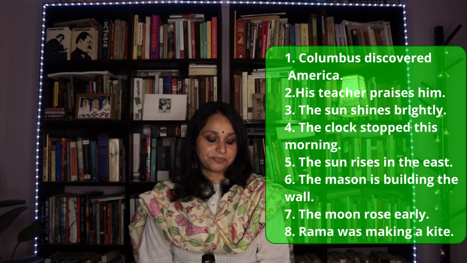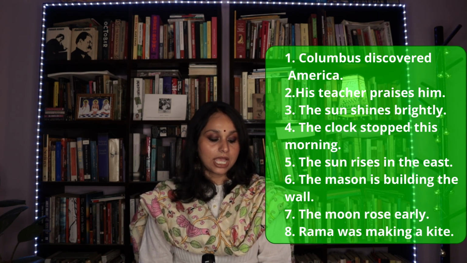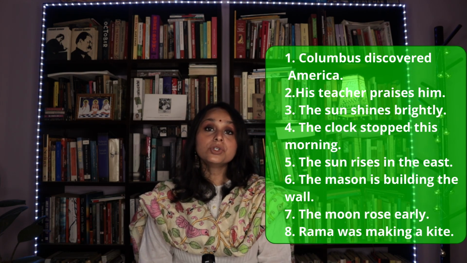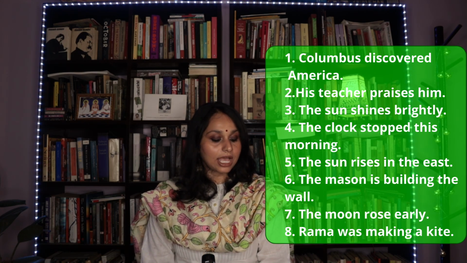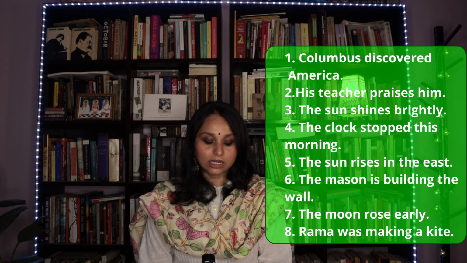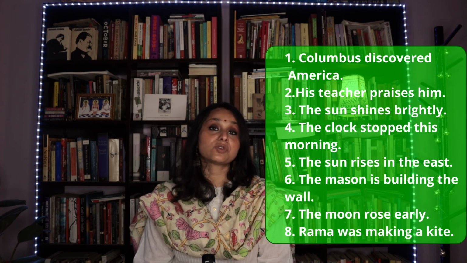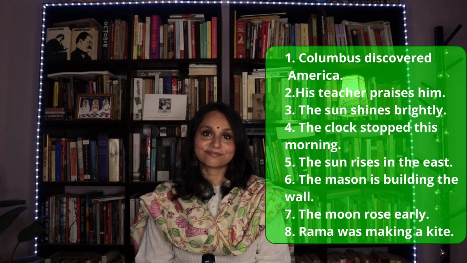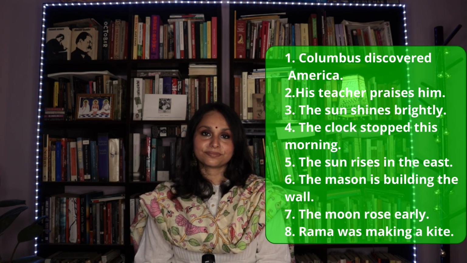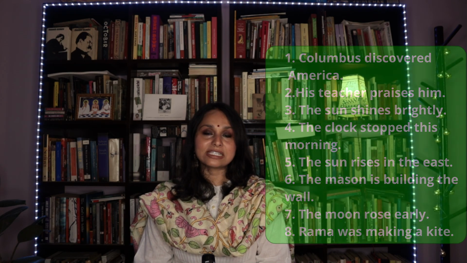Number 6, the mason is building the wall. Number 7, the moon rose early. And number 8, Rama was making a kite. Please pause the video and take your own time to solve these sentences. So, I hope you have solved the sentences.